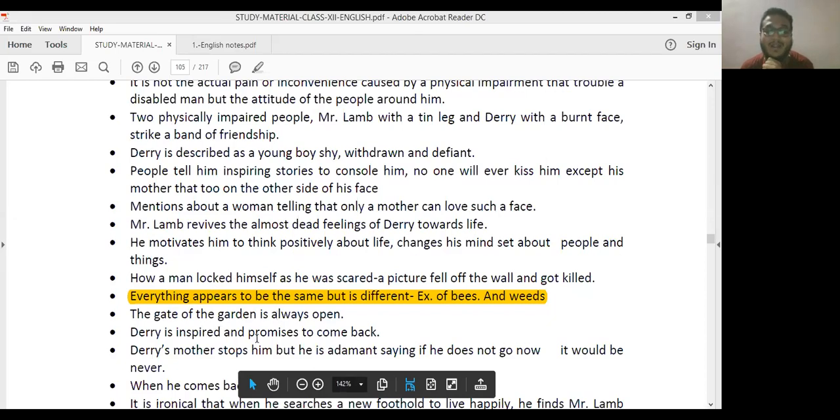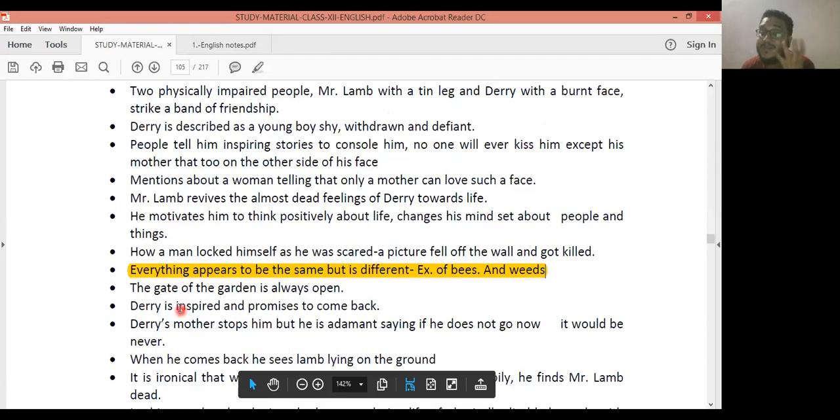Derry is inspired and promised to come back. He's inspired by the words, by the way Mr. Lamb said it, the way Mr. Lamb projected the world, projected the things. He's inspired. Derry's mother stops him, but he's adamant, saying if he does not go now, it would be never.